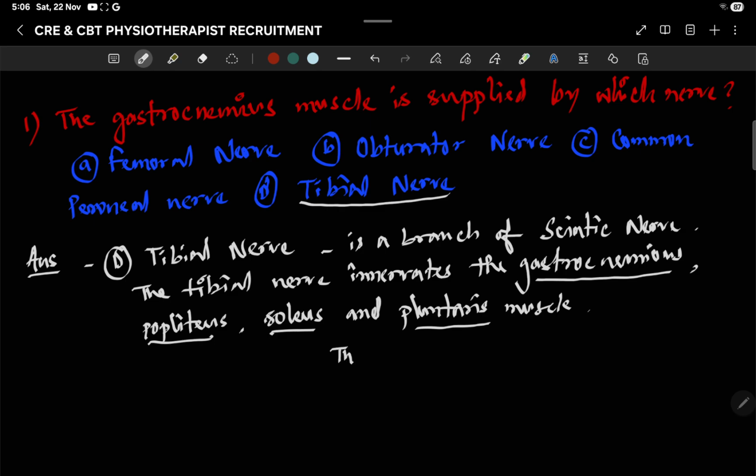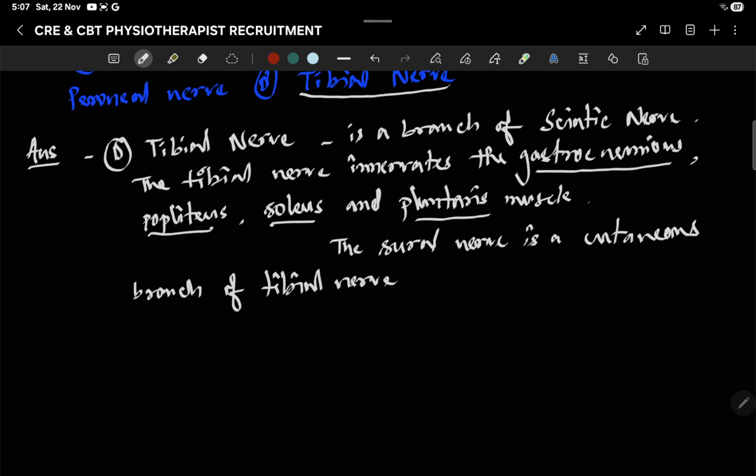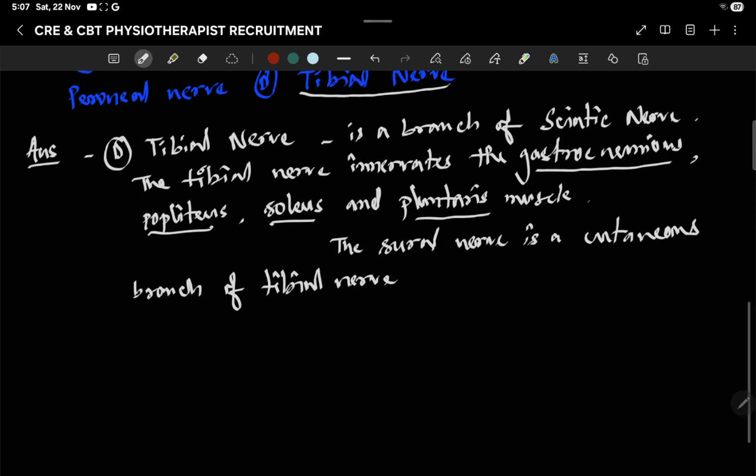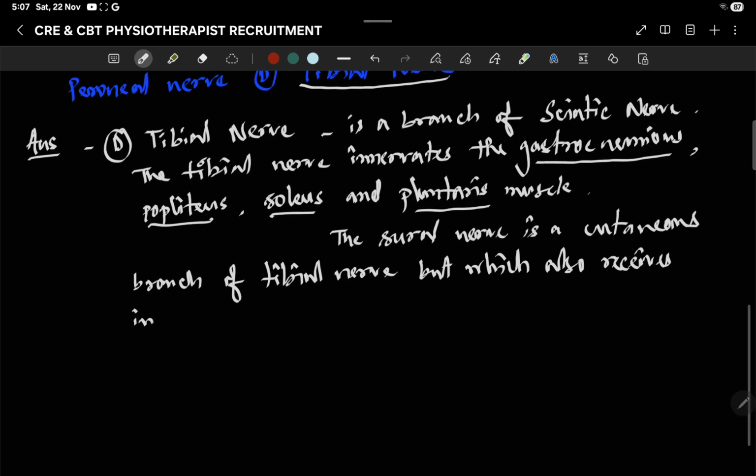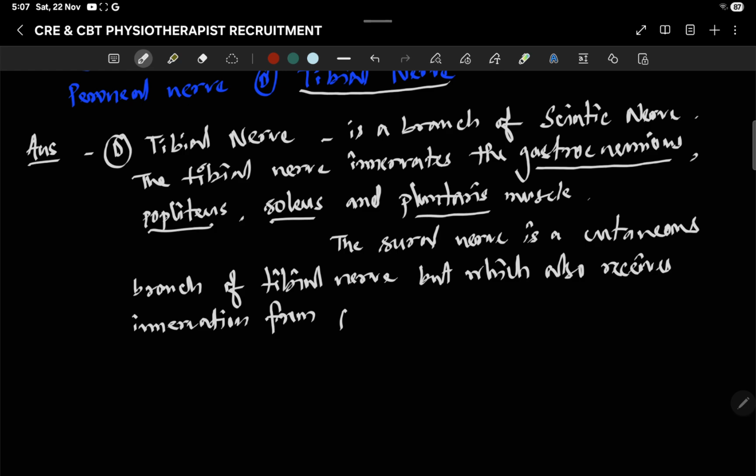In this perspective, we will also know the sural nerve, which is a cutaneous branch of the tibial nerve, but which also receives innervation from the peroneal nerve.